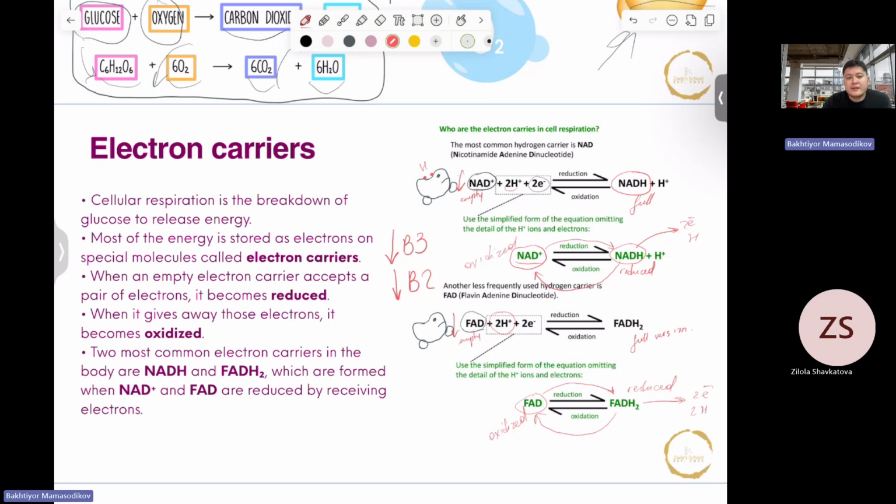So in diabetes, for example, what's happening? You have more glucose in the body, hyperglycemia. That means more NADH in the body, right? So more NADH means an overloaded electron transport chain, and it can produce oxidative stress in the body.